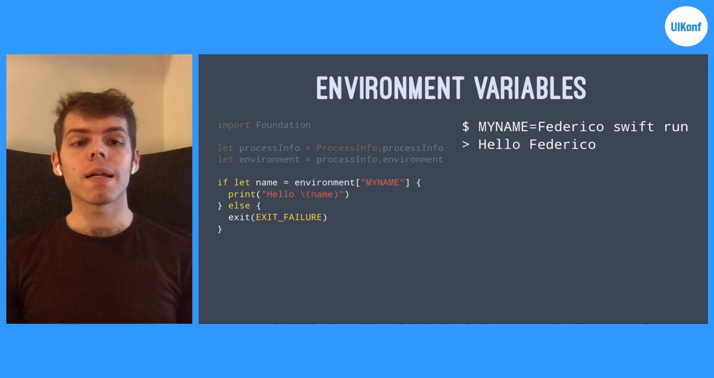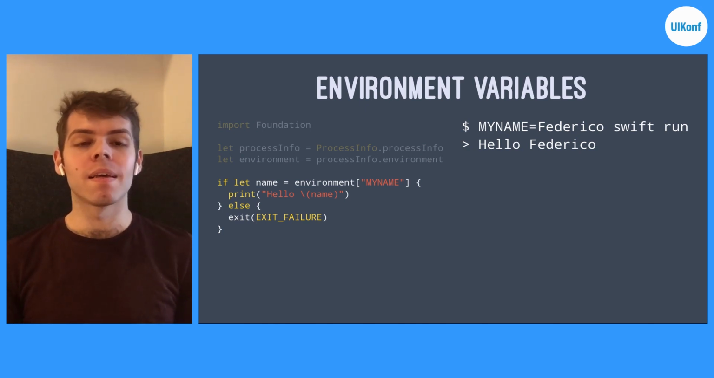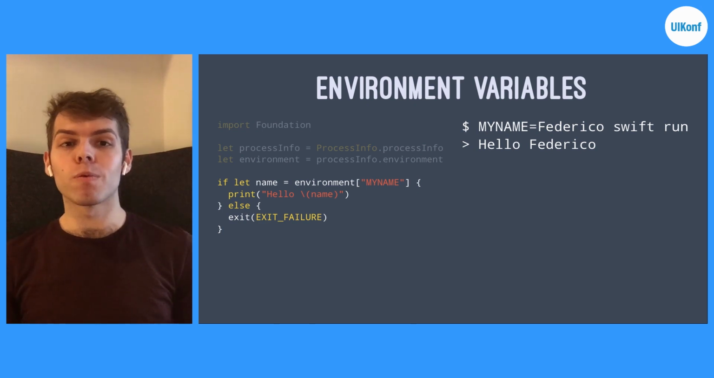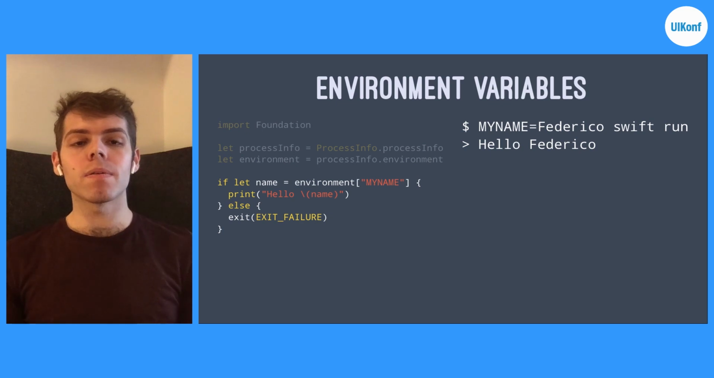In this example, I'm declaring this my name environment variable. When we launch the script, I'm going to check if this variable is set. If it is, then I will print the greeting to the user. Otherwise, I will just exit with a failure state. Here on the right, you can see an example of how to do this. By declaring my name equal Federico, I'm setting this environment variable on the environment, and then I just run the script again, and our script will fetch this value and print it out to the screen with a greeting.